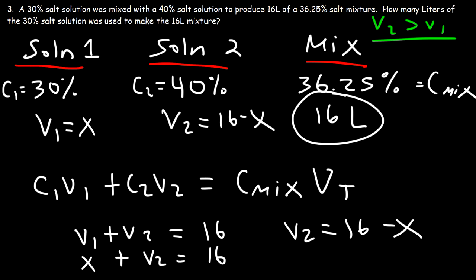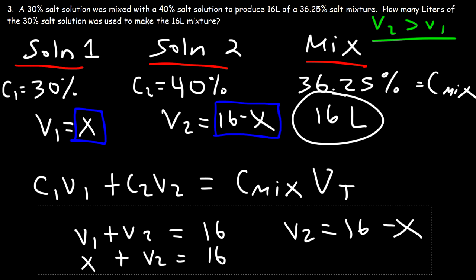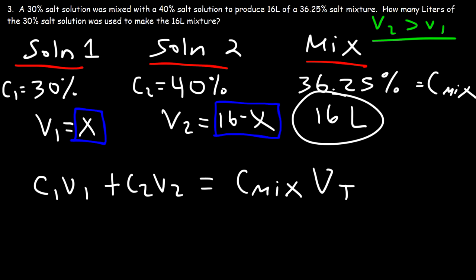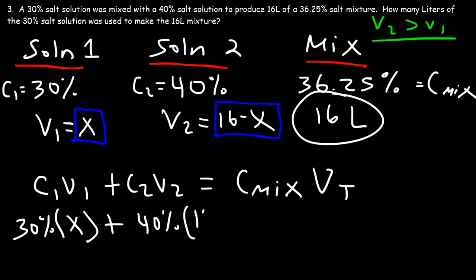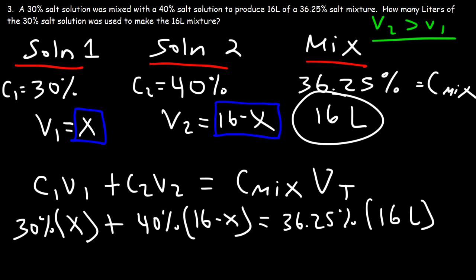And in order to solve this problem, it's important to replace V1 with x and V2 with 16 minus x. If you don't do this, this problem will become a lot harder. So make sure you understand what I just did. If you don't understand it, feel free to pause the video or rewind it and watch that part again. C1 is 30%, V1 is x, C2 is 40%, V2 is 16 minus x, the concentration of the mixture is 36.25%, and the total volume is 16 liters.